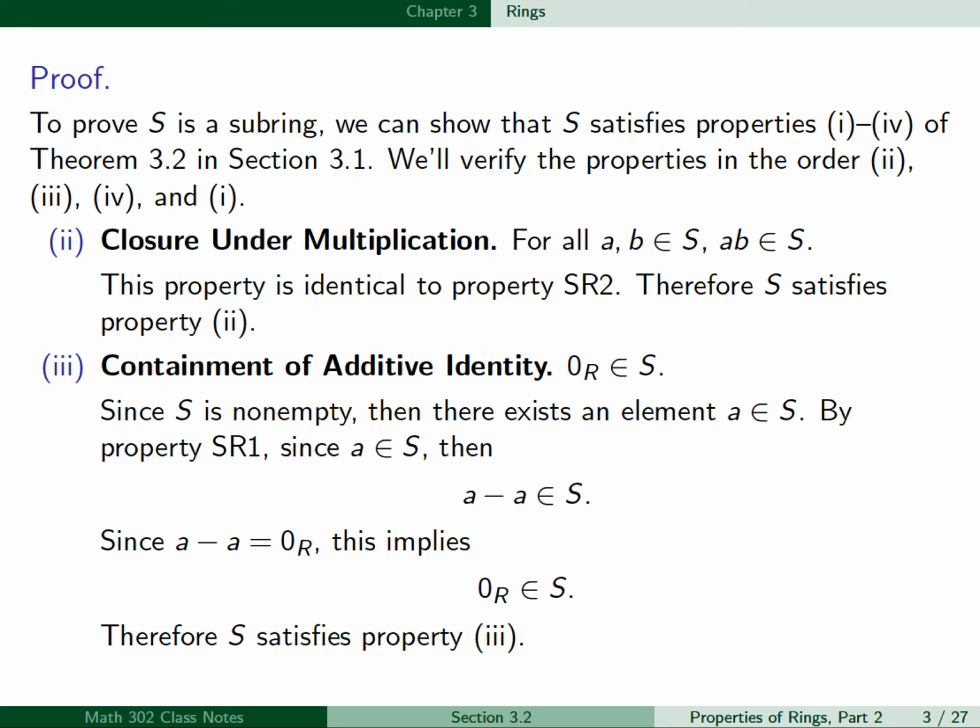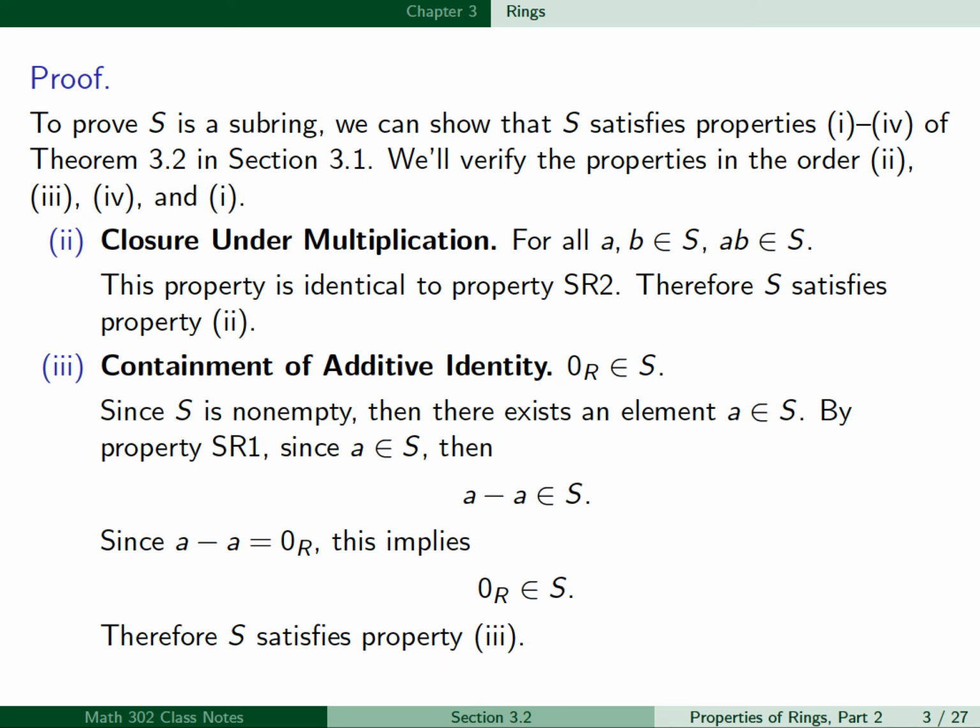Okay, next we want to show property 4, containment of additive inverses. For each A in S, the additive inverse minus A is in S. So we'll suppose A is an arbitrary element in S. We need to show minus A is in S. Since, as we've shown, 0 sub R is in S, and A is in S, then by property SR1, closure under subtraction, 0 sub R minus A will be in S. Now since 0 sub R minus A is just minus A, this implies minus A is in S. And that's what we needed to show. Therefore S satisfies property 4.